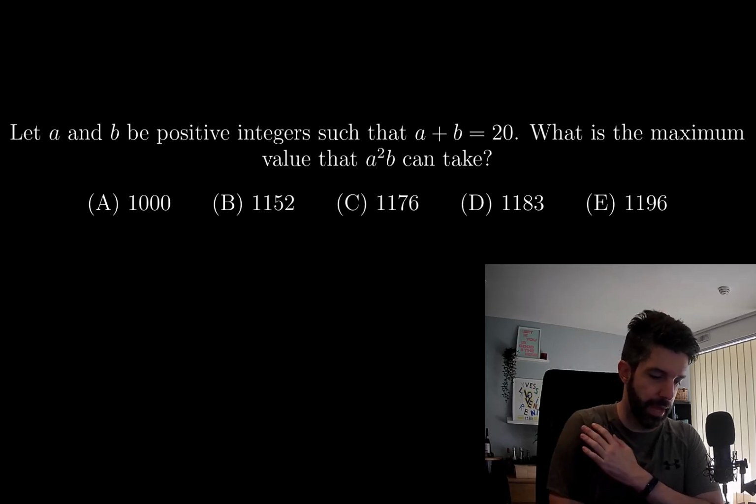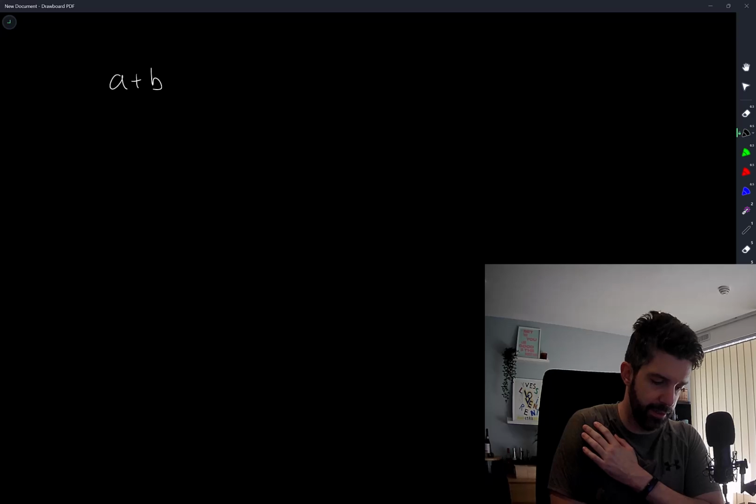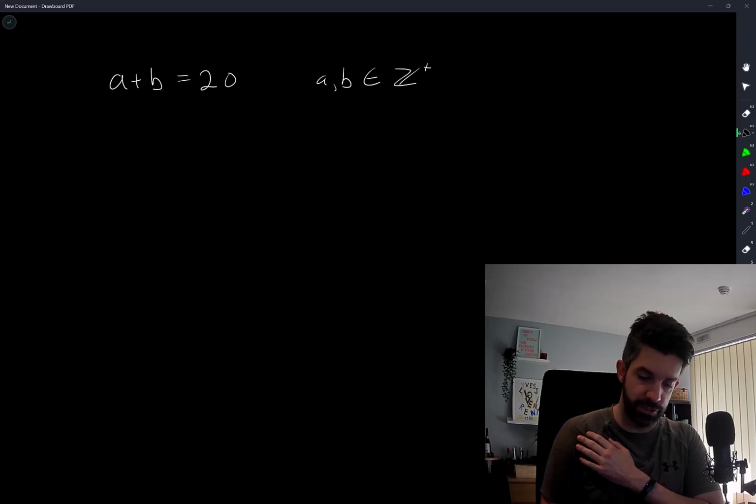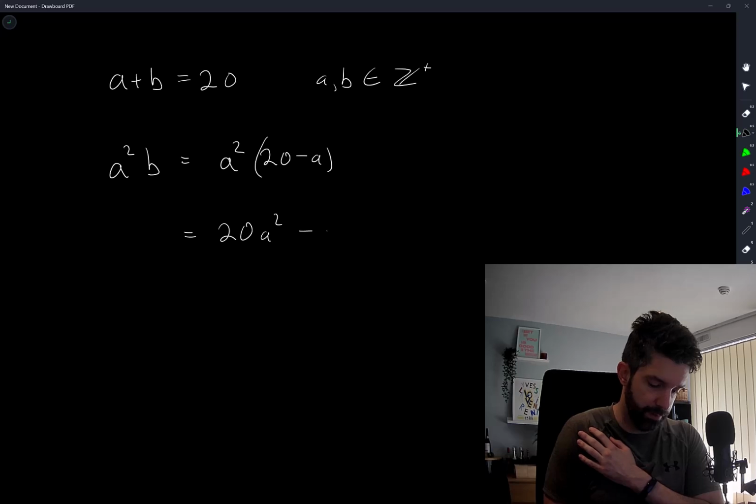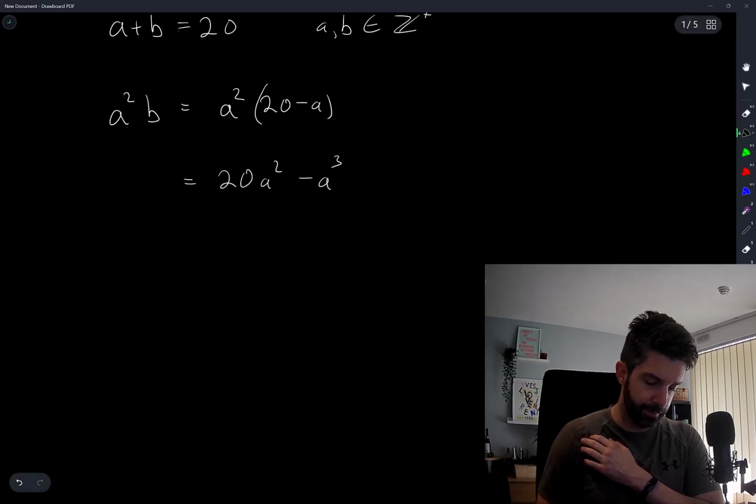So let's start with that. We have a plus b is equal to 20. And keep in mind that a and b are both positive integers. So we want to maximize a squared b, which is equal to, let's write everything in terms of a. So this is equal to a squared times 20 minus a, which is equal to 20a squared minus a cubed. So I want to maximize this.